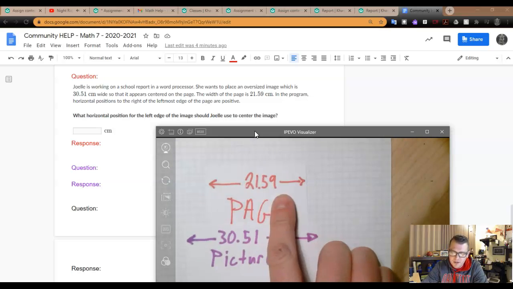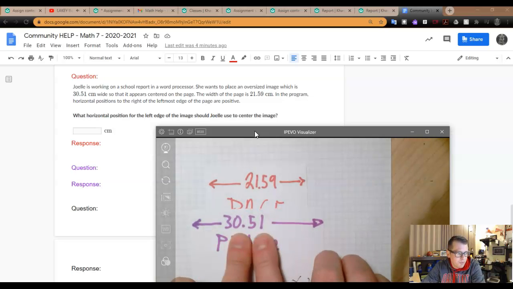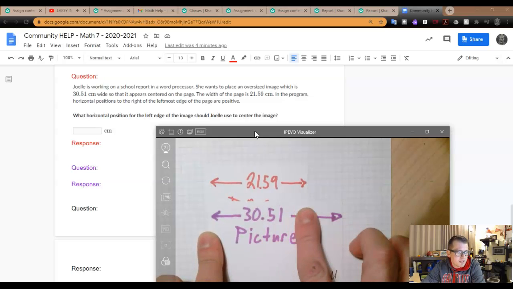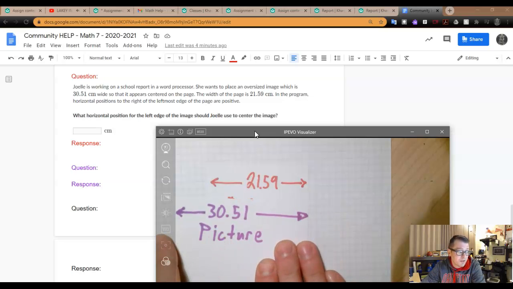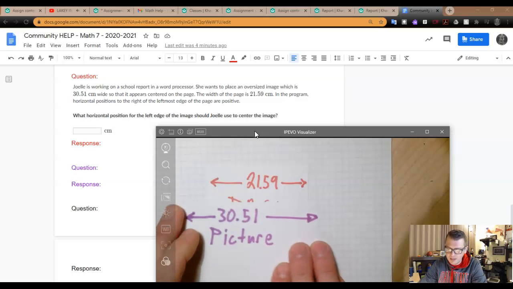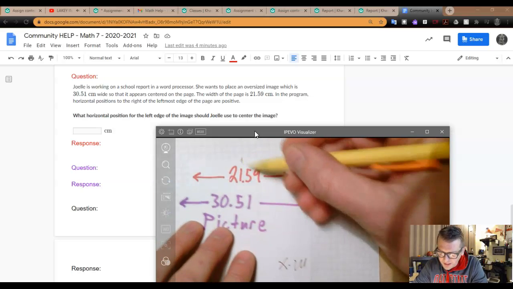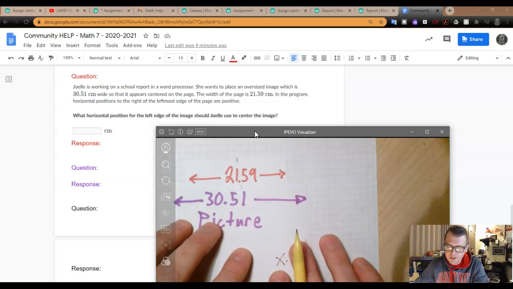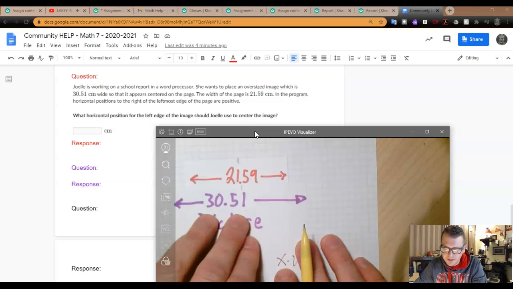So if our page has a width of 21.59 and our image has a width of 30.51, obviously, if I center it on the left of the page, it's going to hang over on the right. If I center it on the right of the page, it's going to hang over on the left. So what they tell me is that Joelle wants to center the image. There's always going to be a center of the actual screen, and then we're going to try to line up the center of the image with that. Especially if you're on Google Slides or anything like that, it would actually give you a little click line that would tell you that you're centered.